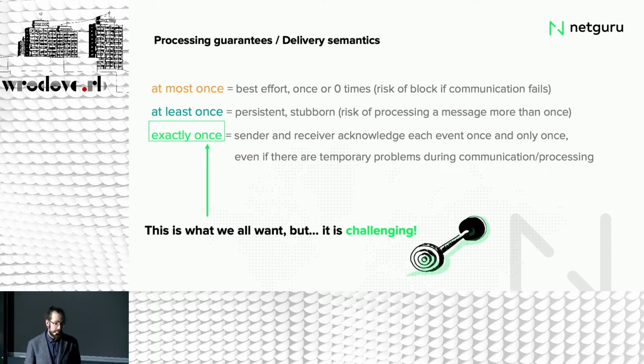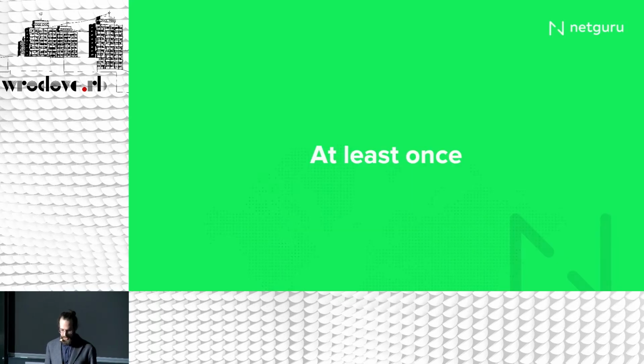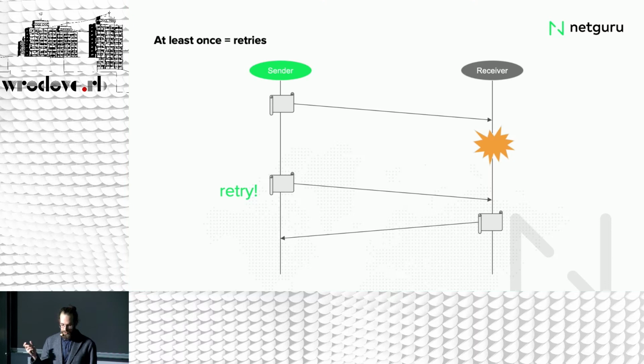But we have the recipe, so let's see. The first thing in the recipe is "at least once." So what does it mean in action? It means retry. Our message is super important, so we don't want to lose it.